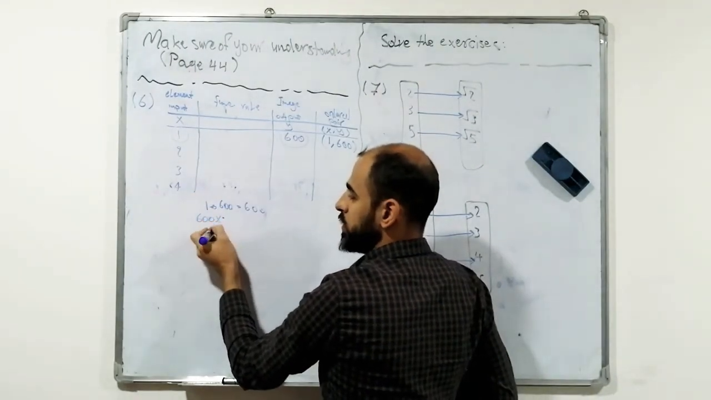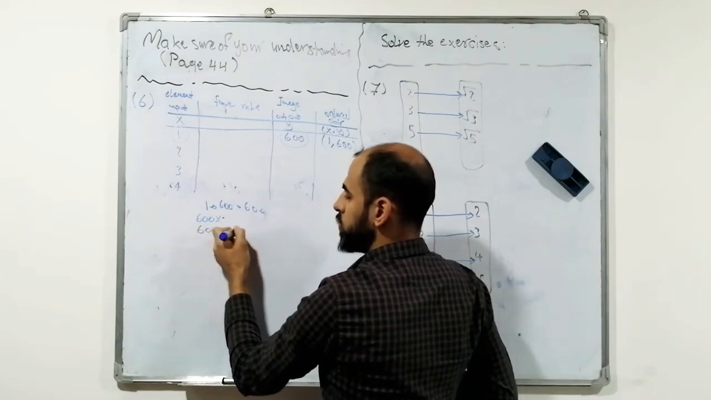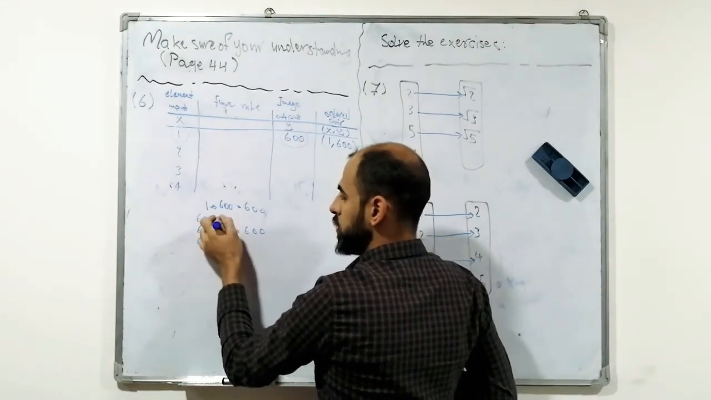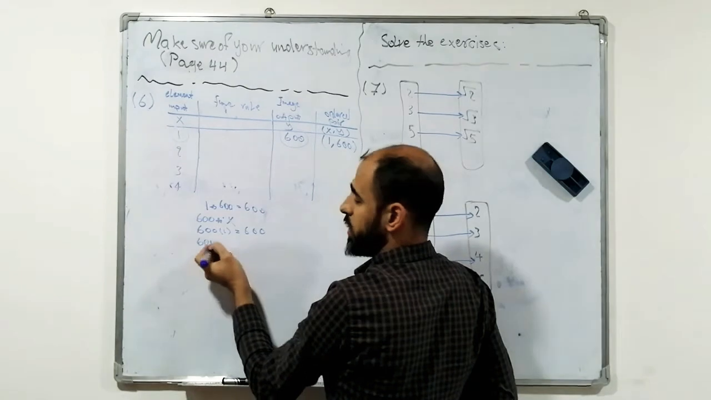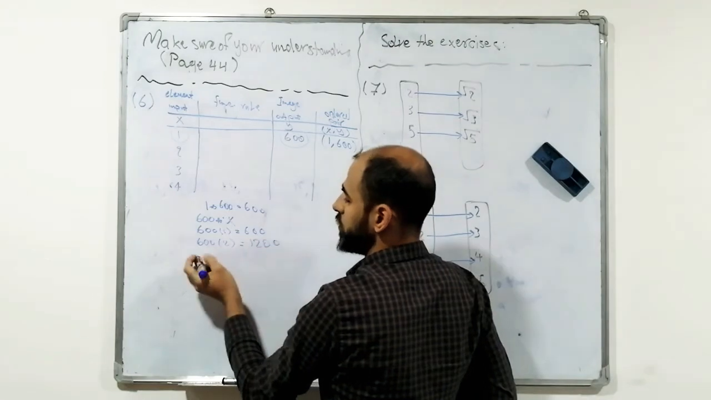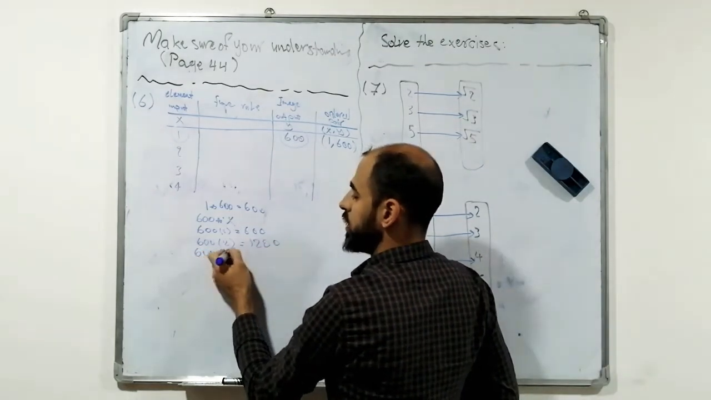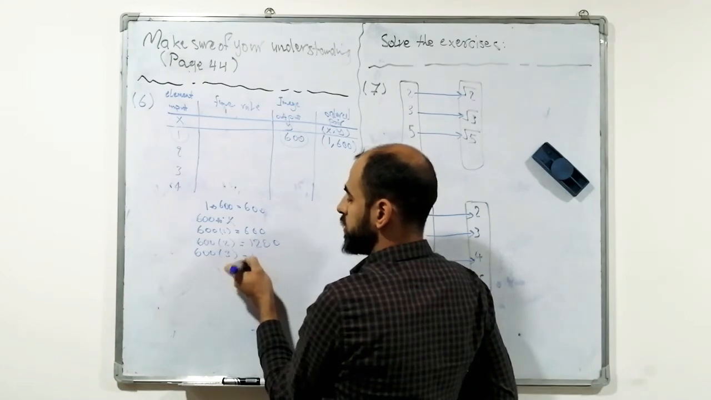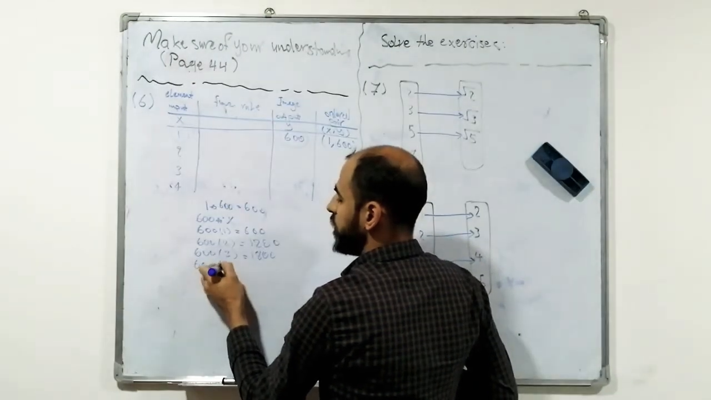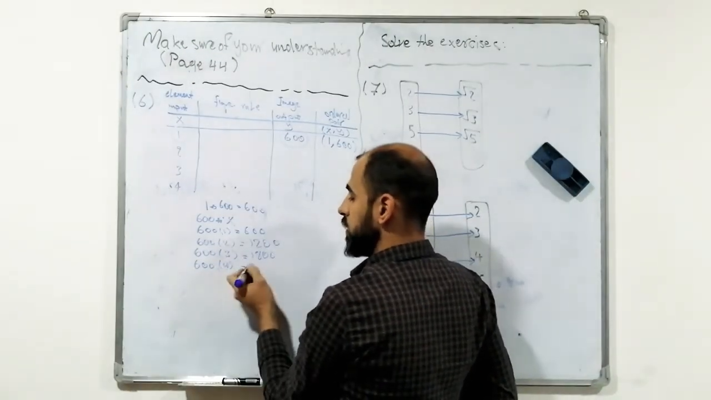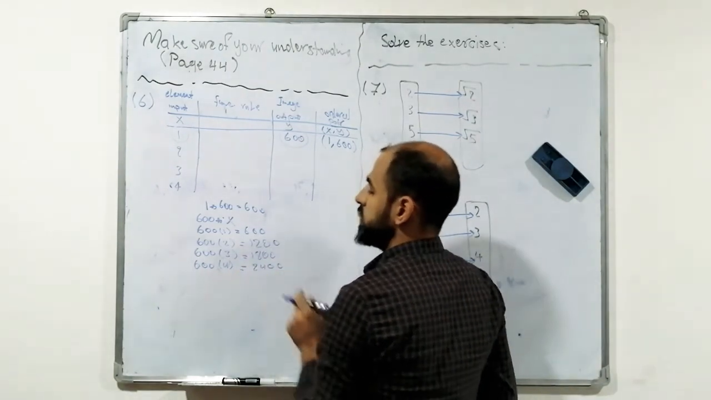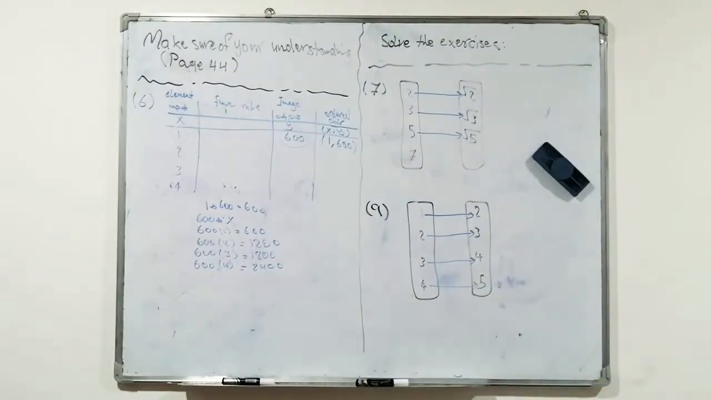For x equal 1, 600 times 1 equals 600. For x equal 2, 600 times 2 is 1200. For x equal 3, 600 times 3 equals 1800. And when x equal 4, 600 times 4 equals 2400 insects the bat can eat in 4 hours.